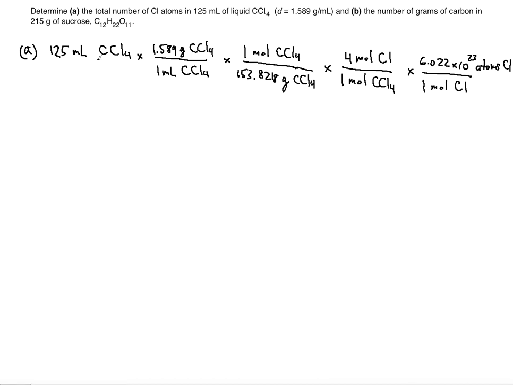So as you can see, everything is conveniently cancelled out. The milliliters are cancelled out, the grams are cancelled out, the moles of CCl4, the moles of Cl, and finally the atoms remain, right? And if you use the calculator correctly, you should get 3.11 times 10 to the 24th Cl atoms.